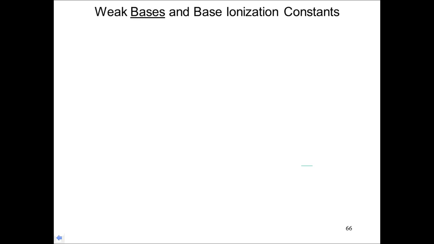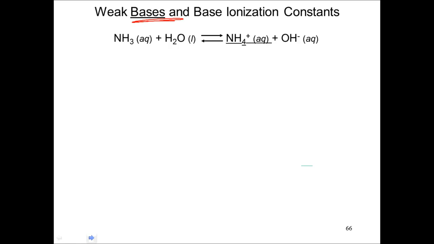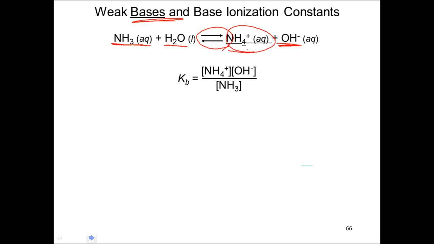On slide 66, let's talk about weak bases and base ionization constants. A weak base example is ammonia. Ammonia, when you put it in water, will undergo a reaction to make your ammonium ion and your hydroxide ion. This is obviously a weak base situation.